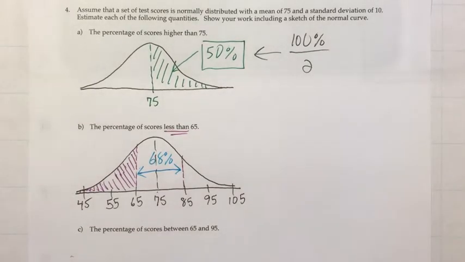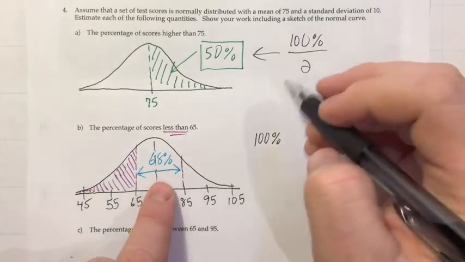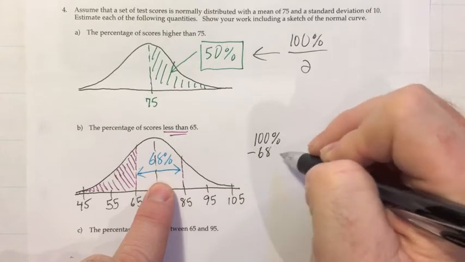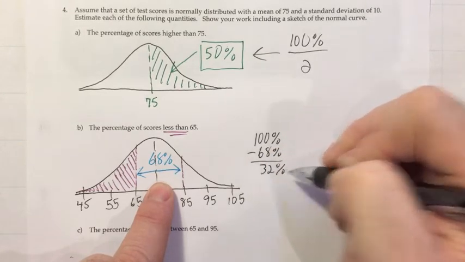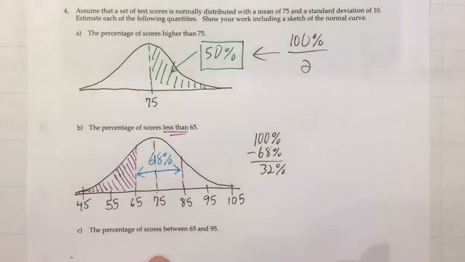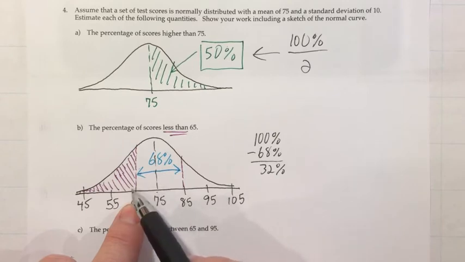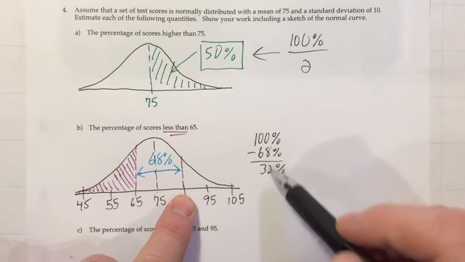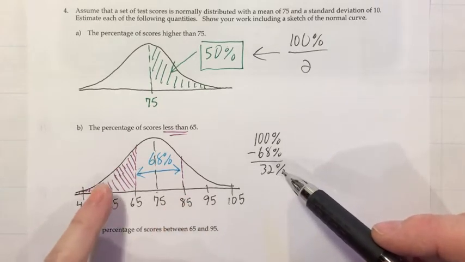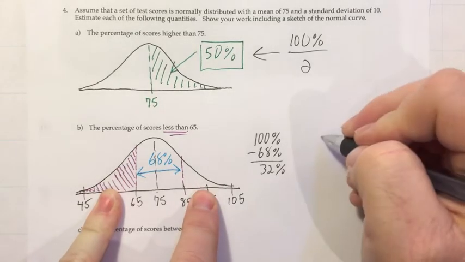Now it's not the area we want, but it can help us find it, because we know the total area under the curve is 100%. We don't want this area, so I can subtract that away, and that gives me 32% left over. But I know these curves are symmetric, so the amount of area past this line, which is 1 standard deviation away from the mean over here, must be equal to the amount of area over here. So this leftover 32% is the total of this area on the left that I do want, and this area on the right that I don't.